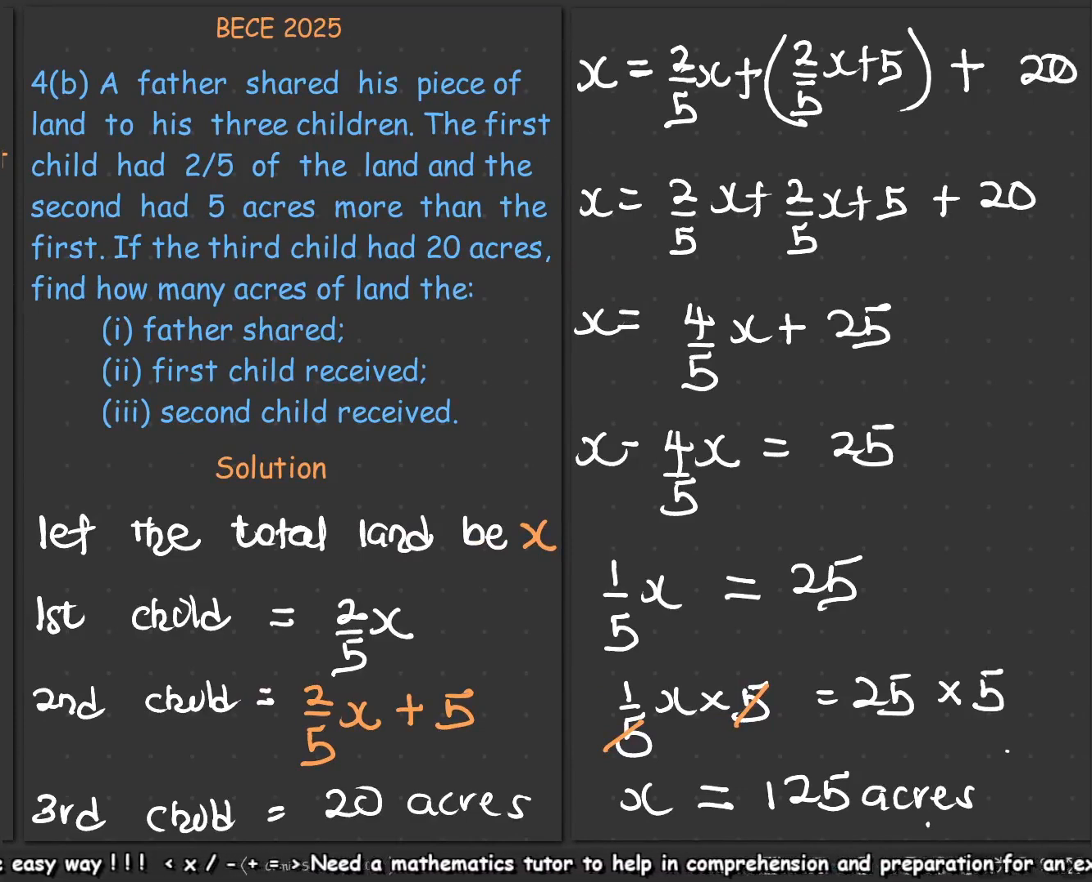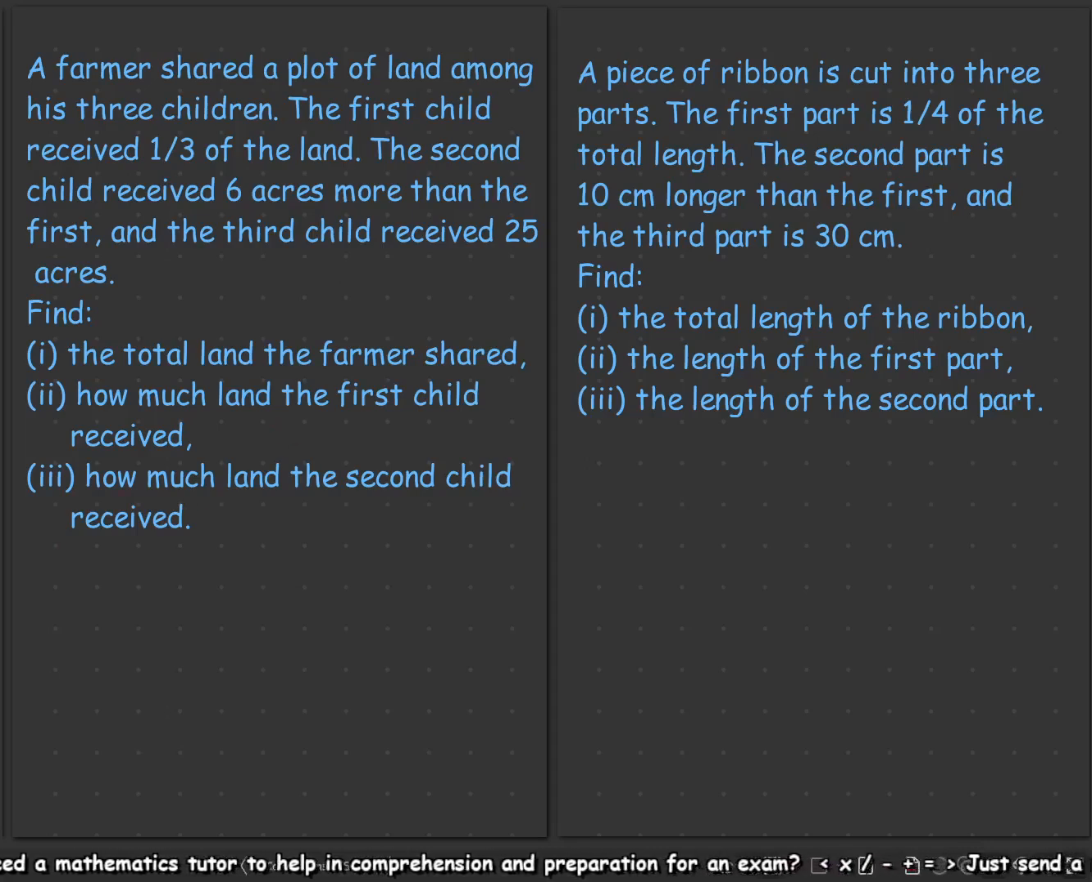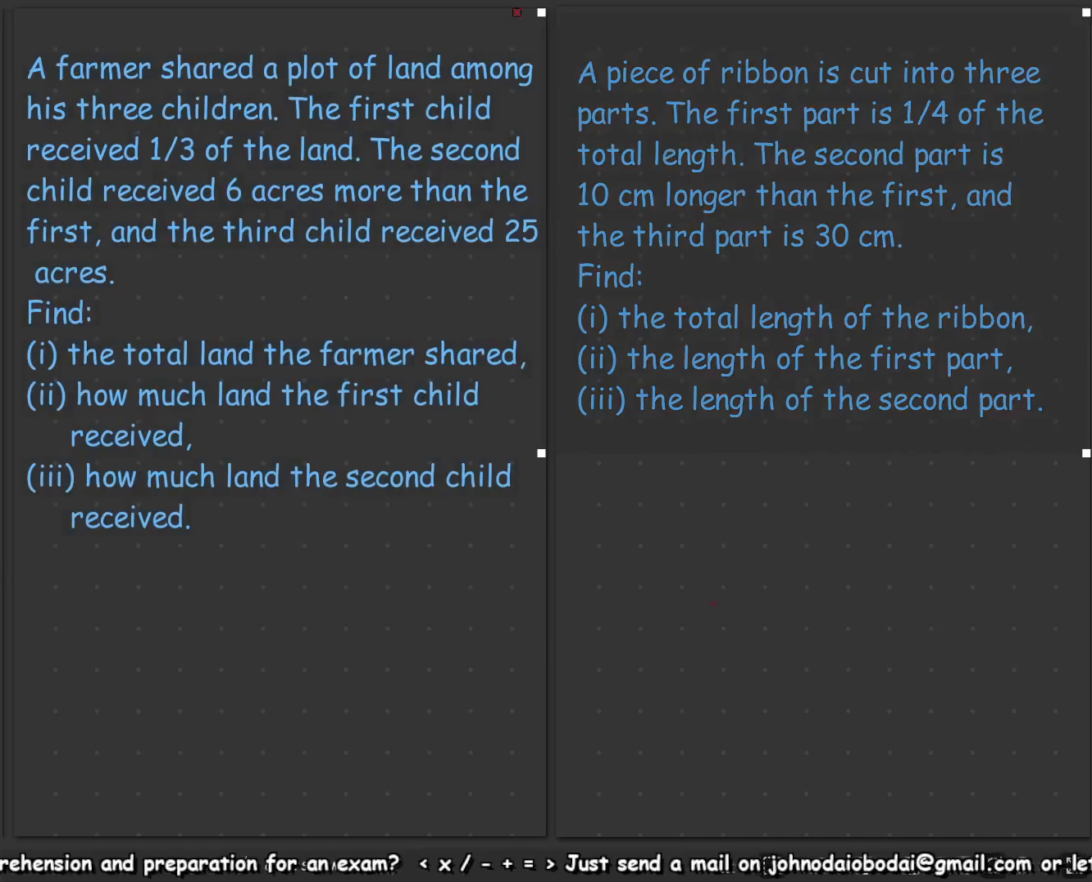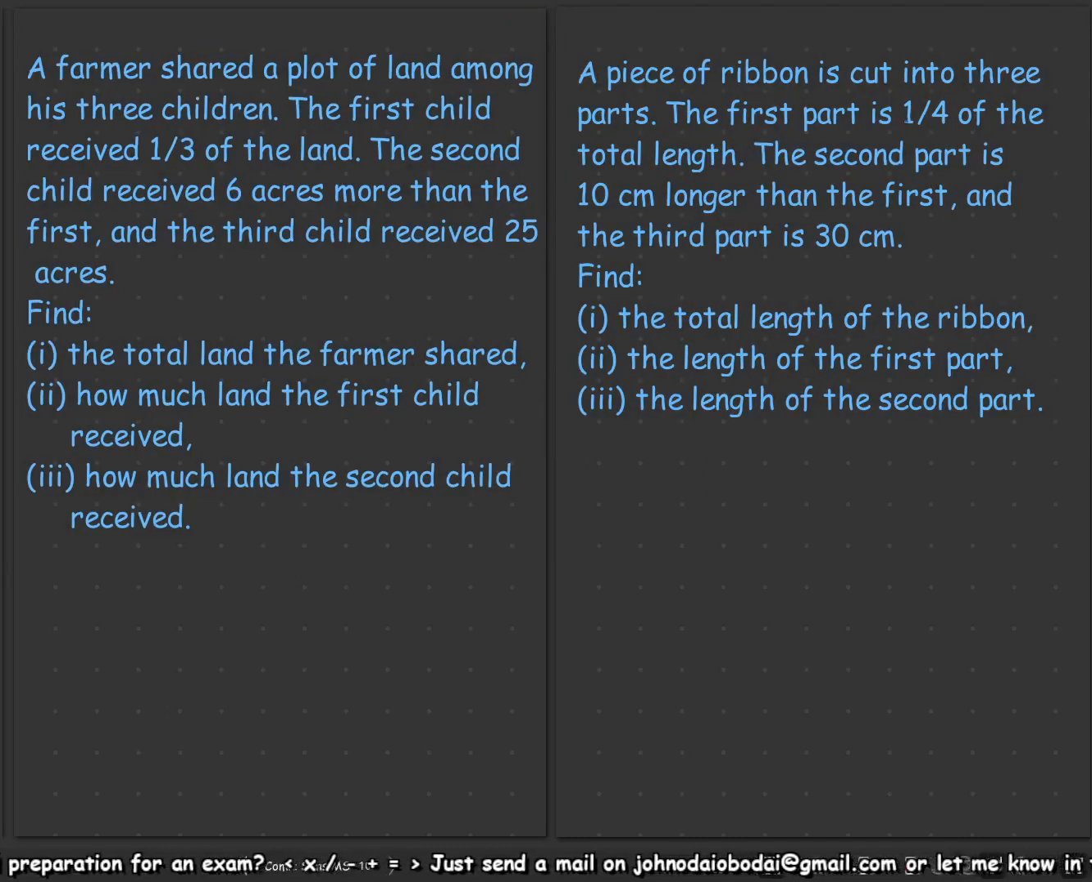I will write out some questions that are just as similar to this one so that you can try your hands on them to test your understanding. So here you are with these questions. They are just two. It says a farmer shared a plot of land, similar to the other one. And then this second one is a piece of ribbon is cut into 3 parts. The first part is 1/4 of the total length. The second part is 10 centimeters long. All these questions are related to the question we have just solved. So if you've not understood it, then look at the steps, come back to this one, and then apply that.